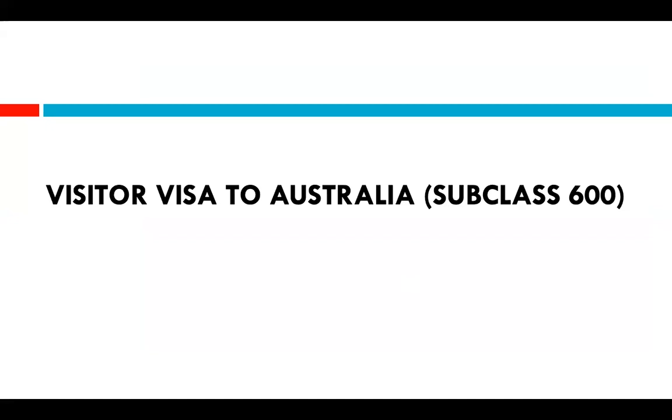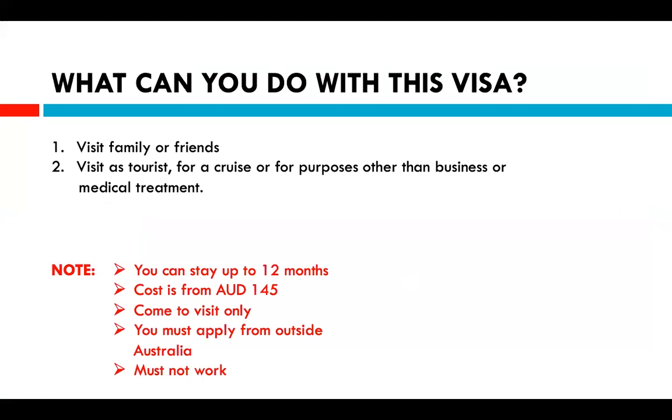In today's video, I'm going to be showing you guys how to apply for a visitor visa to Australia, subclass 600. What exactly can you do with this visa? Number one, you can visit family or friends. Number two, you can visit as a tourist for a cruise or for purposes other than business or medical treatment. And also, it is important to note that you can stay up to 12 months with this visa.